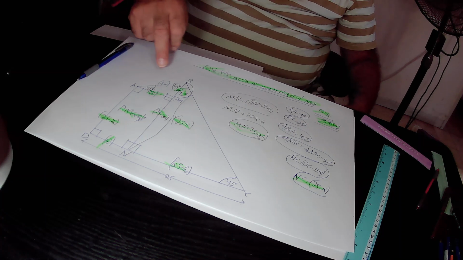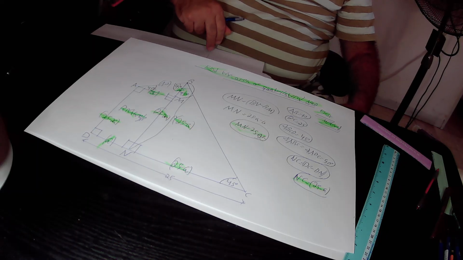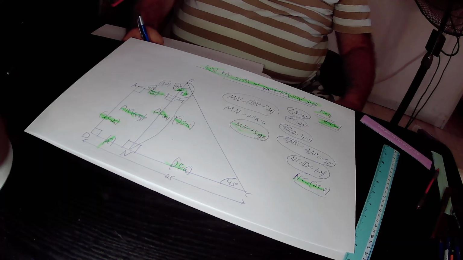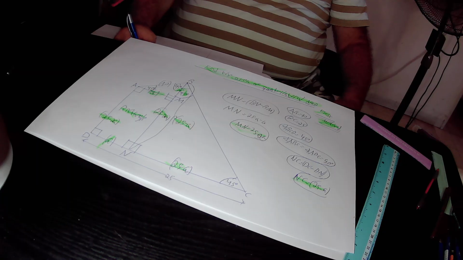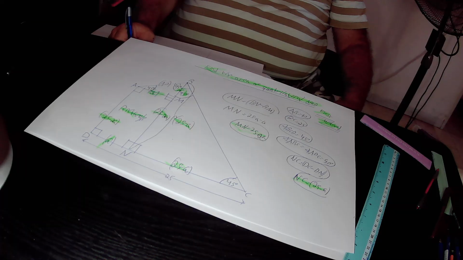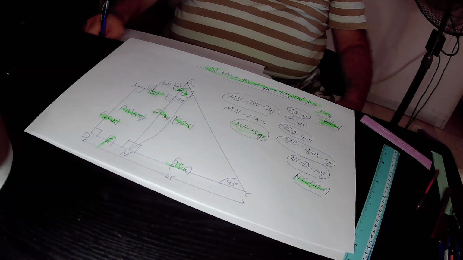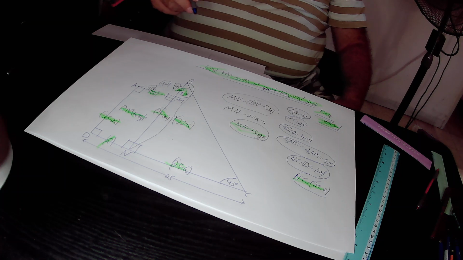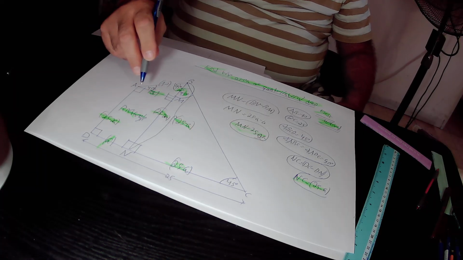We found that quadrilateral ABND is a trapezoid, because it has one pair of parallel sides. Side BN is parallel to side AD. So quadrilateral ABND is a trapezoid. What is the area of trapezoid ABND? This trapezoid ABND.